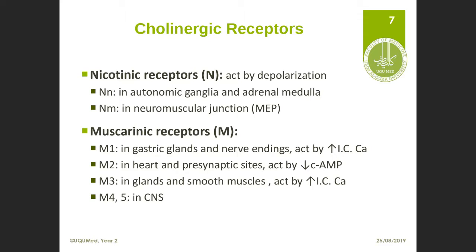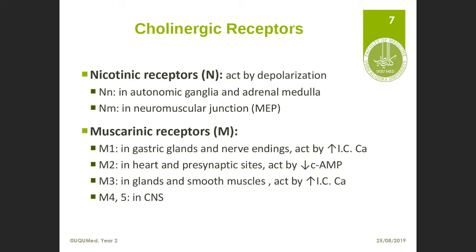M3 receptors are present in glands and smooth muscles, like in some of the genitalia in males and females, as well as in other parts such as our parotid glands. They are also stimulated by increased intracellular calcium influx. And M4 and M5 receptors are present in the central nervous system, and they are also stimulated by increased cellular calcium influx.